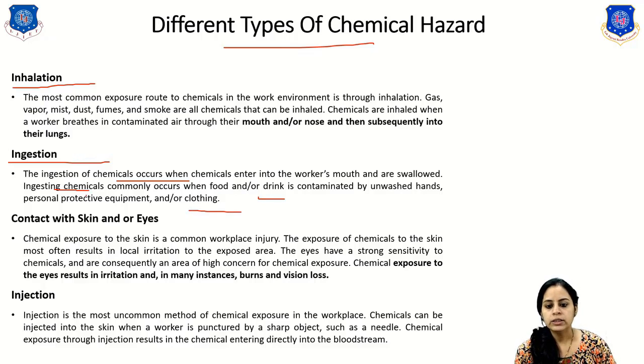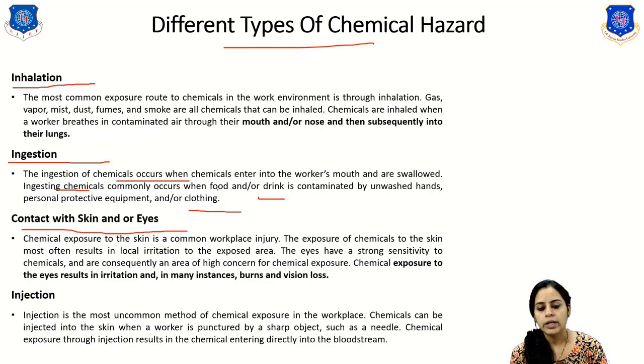Right. The next is contact with the skin and the eyes. Chemical exposure to the skin is a common workplace injury. The exposure to chemicals on the skin most often results in a local irritation to the exposed area, and the eye has a strong sensitivity to chemicals and is consequently an area of high concern for chemical exposure. So chemical exposure to the eye results in irritation and in many instances burns and visual loss, right?